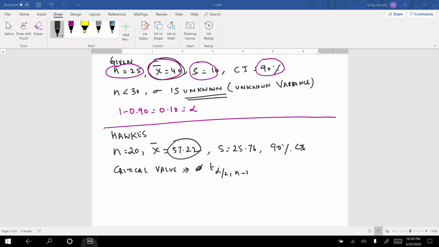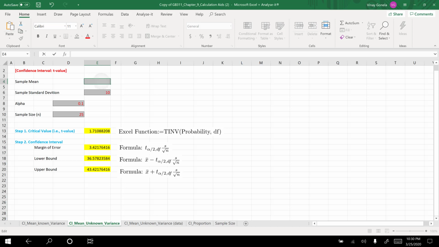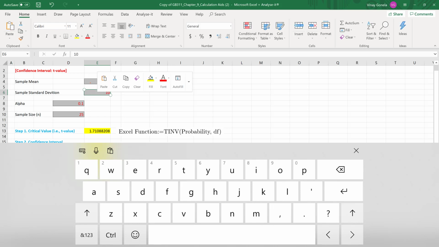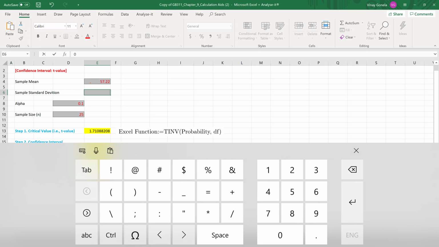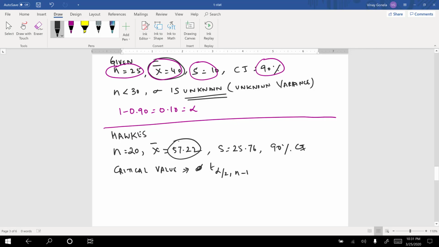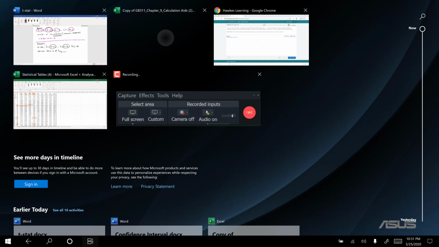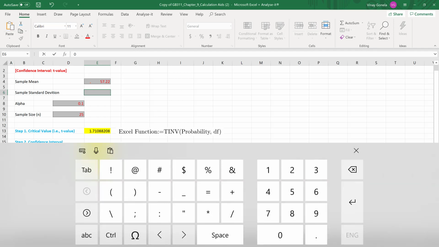This is our x bar, so I will type in here 57.22. Then this is, I think, 25.76. Let me cross check. Okay, so this is 25.76, that's the sample standard deviation.